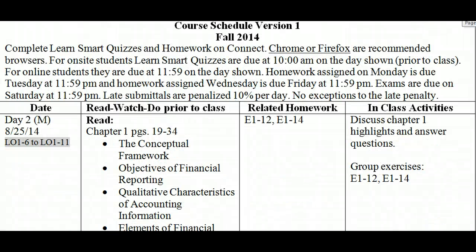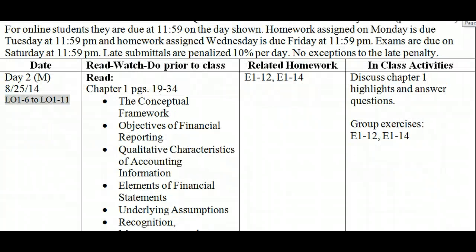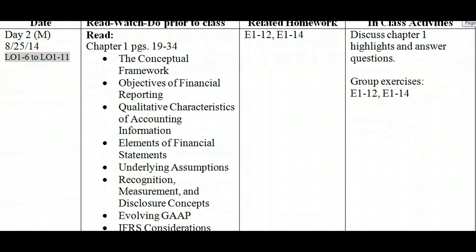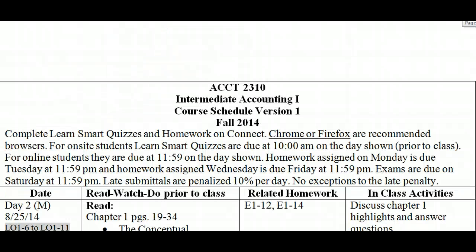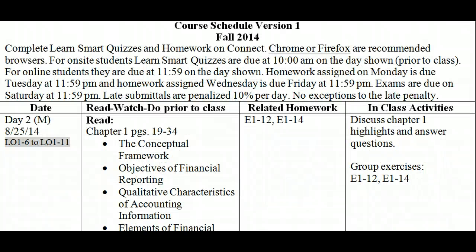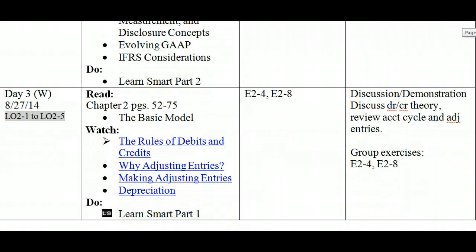Then you go to day 2, and it's a Monday. It's the 25th. We're going to cover pages 19 through 34, reading those before class. Those are the topics. Doing the Learn Smart Part 2. And then you'll see the related homework: exercises 1-12 and 1-14. We're going to discuss the readings in class, answer any questions students have relating to those, and then drop into groups to work on their homework. Day 3 will be Wednesday the 27th, and so on and so forth.